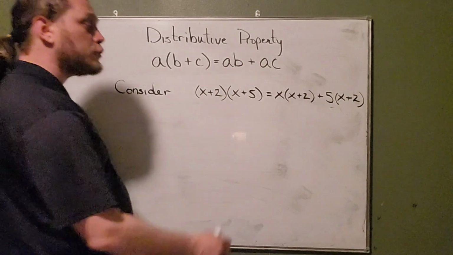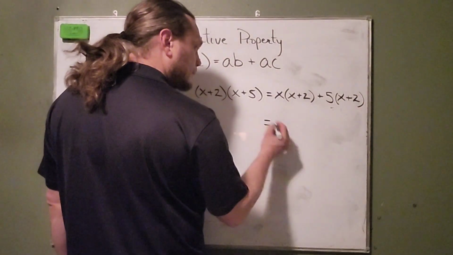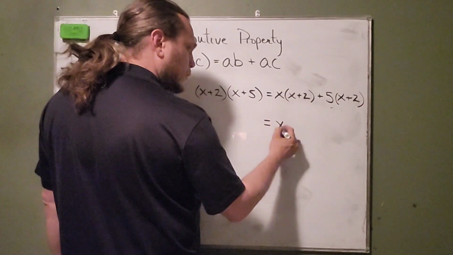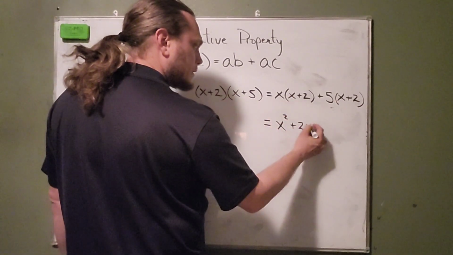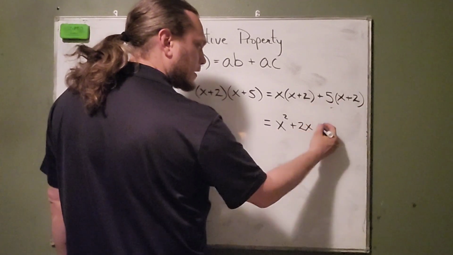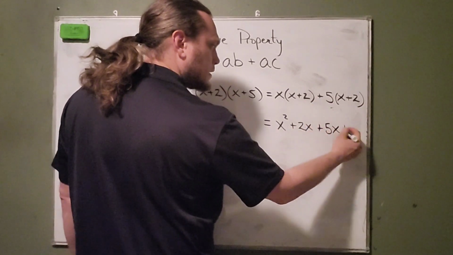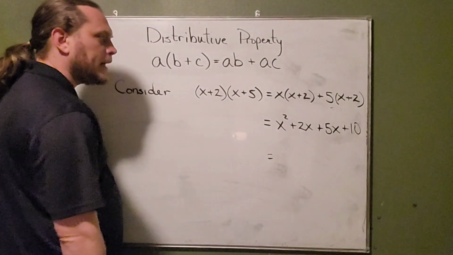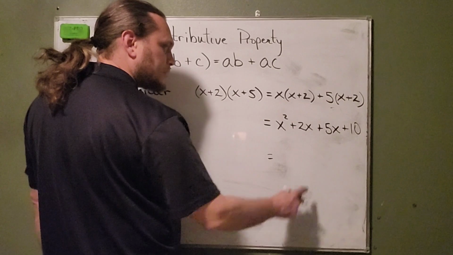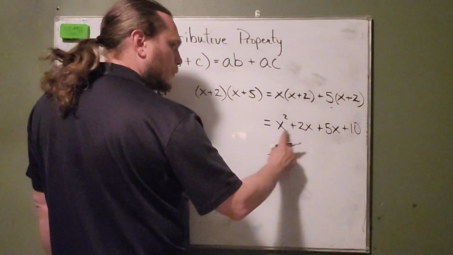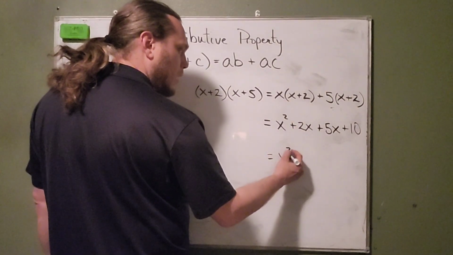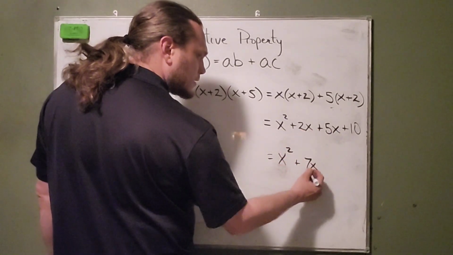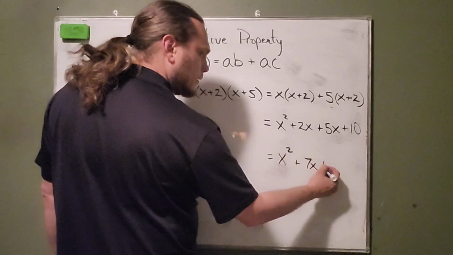Next, we will use the distributive property again, here and here, and we'll get x squared plus 2x plus 5x plus 10. And then we combine like terms based on the exponent. So we'll start with the x squared. 2x and 5x is 7x and plus 10.